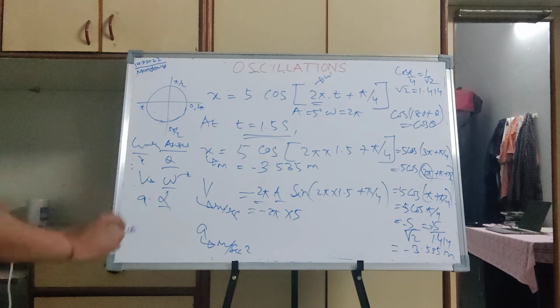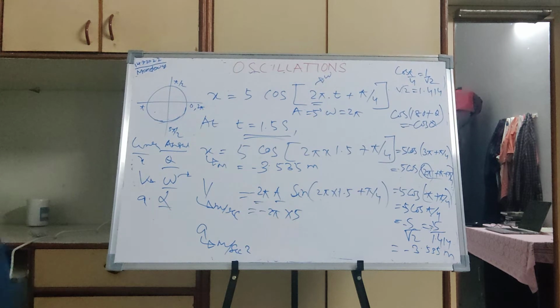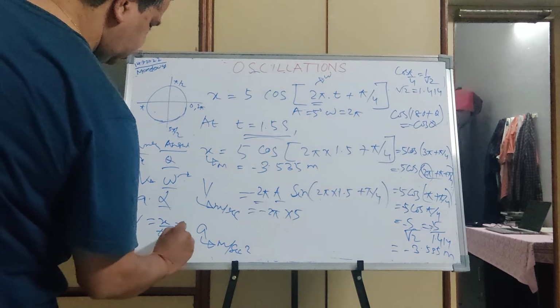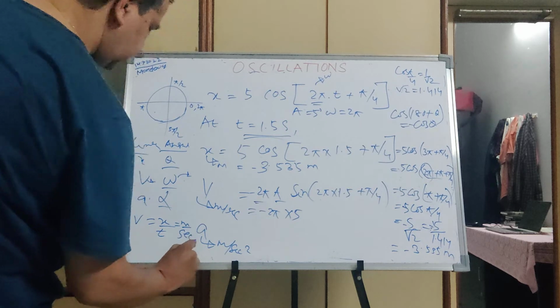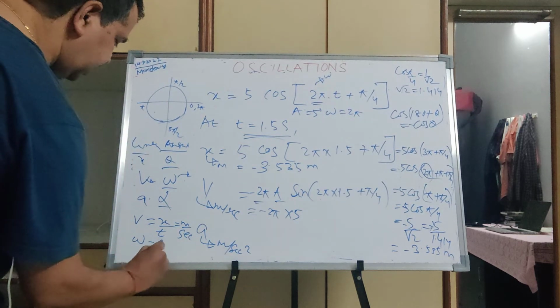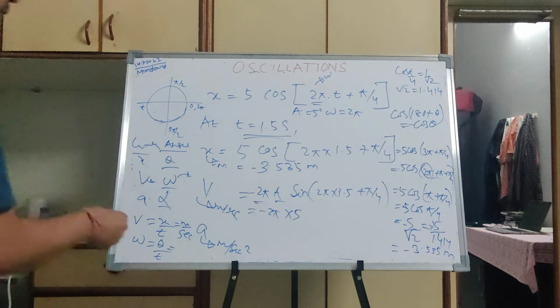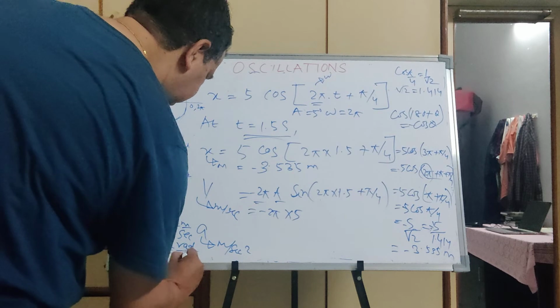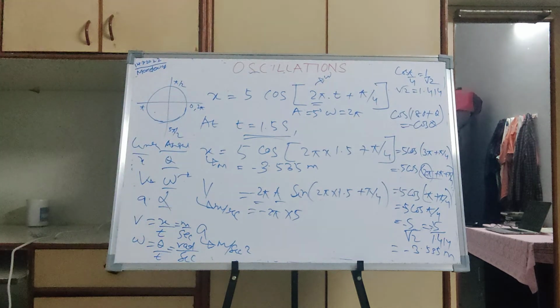The unit of velocity is meter per second, whereas the unit of angular velocity is radian per second, because v is equal to x by t, so the unit is meter per second. But omega is nothing but theta by t. So what is the unit of theta? Radian or degree. So we will write it as radian per second. So that is omega.